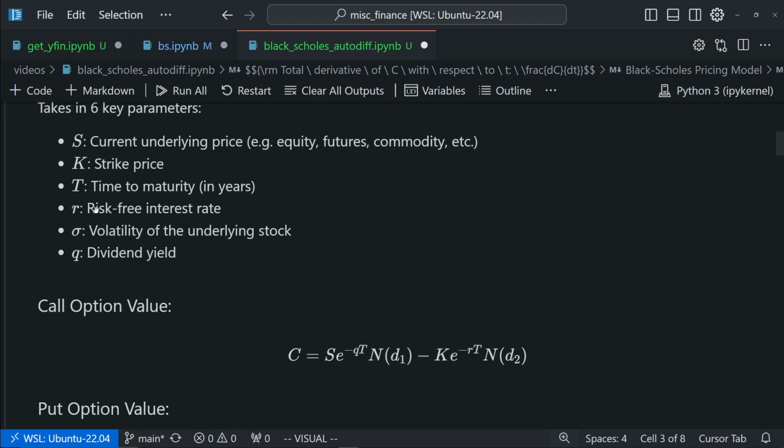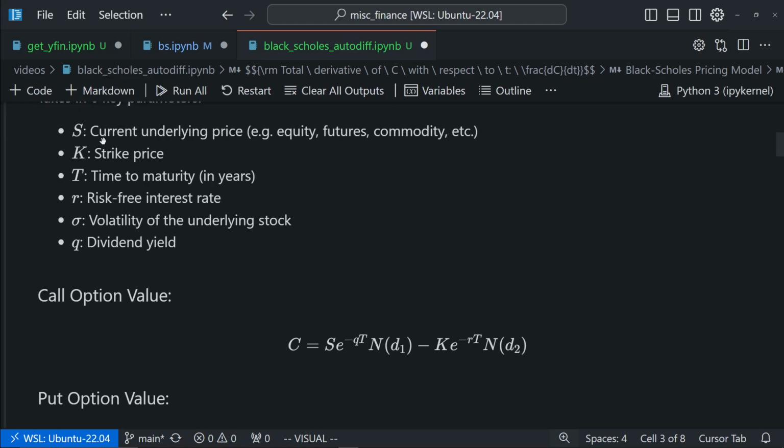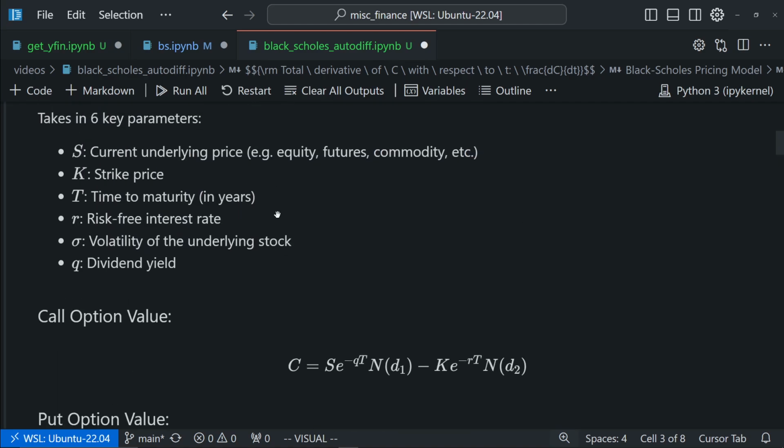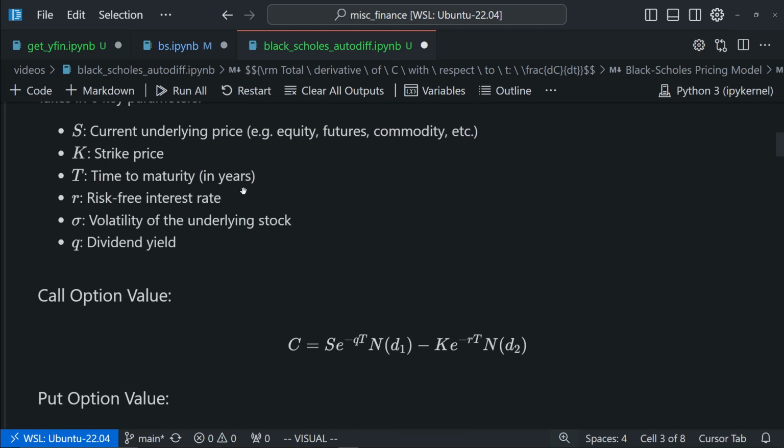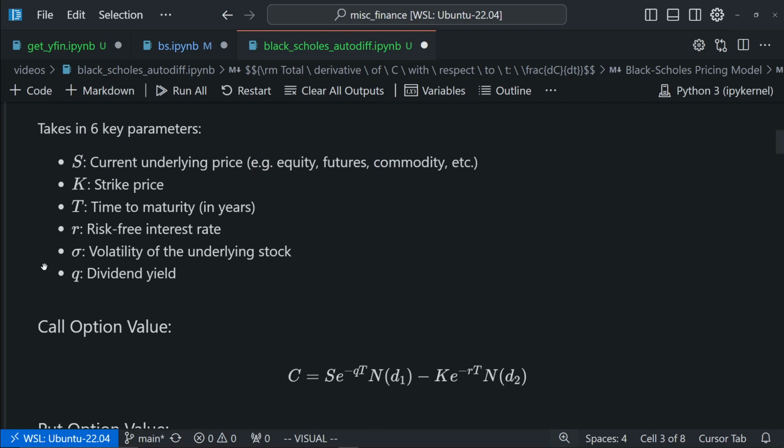R is the risk-free rate. In other words, what returns can you get on your cash assuming no risk? Of course, that's an approximation, but usually this is pinned to Treasury bills from the US government or something. Q is the dividend yield, which does not apply to everything, of course. And sigma is the volatility. The volatility tells you how much the price of this underlying is fluctuating. A lot of fluctuation means high volatility. Little fluctuation means low volatility. So those are the 6 variables that go into options pricing using the Black-Scholes model. And if you're into options, you should know these by heart.